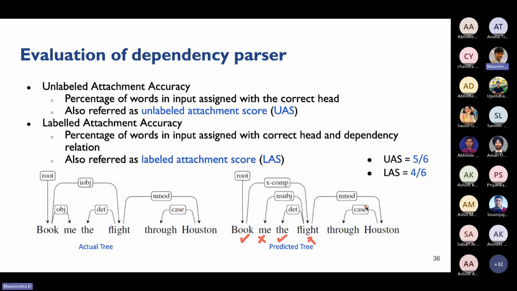For through, it is Houston and label is case. The same is true here, matching. For Houston, the correct head word is flight, and label is nmod. The same thing is true here. So this has matched. So out of 6, for 4 words, we were able to assign the correct head word as well as the correct relation. So the labeled attachment score is 4/6. Okay, so this is how the algorithms can be evaluated.